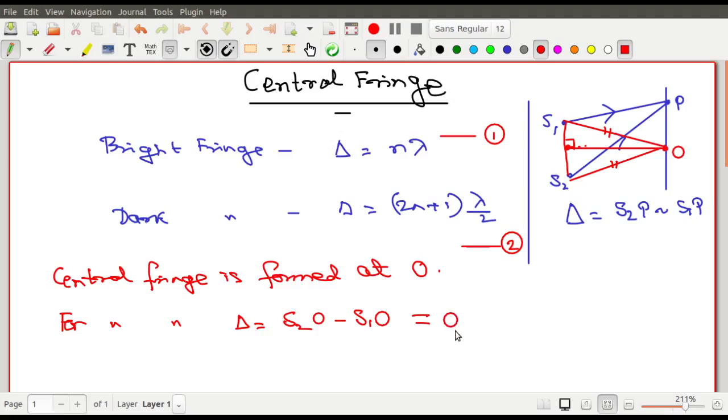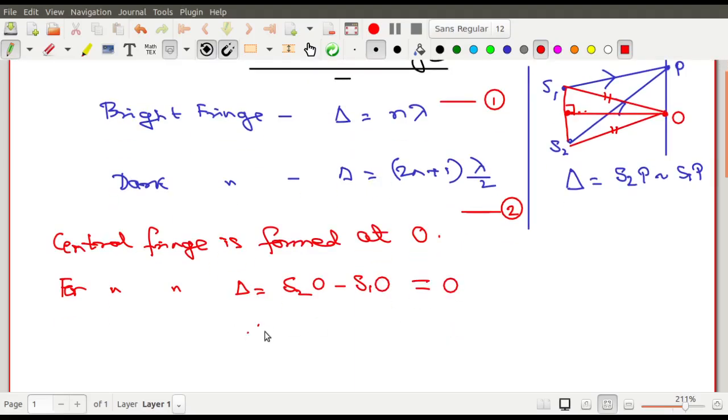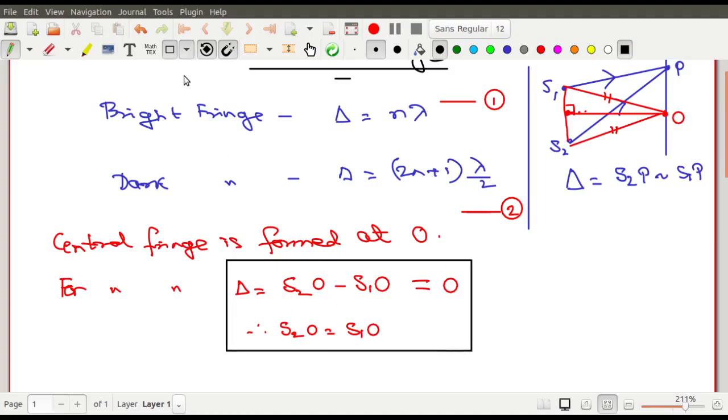I hope that you have understood why I have written it to be 0. So the condition for the central fringe is that the path from both the rays are equal. This is the most important, the vital condition of the central fringe. So this is the most vital condition of the central fringe, that this delta must be equal to 0, or S2O is equal to S1O. The paths from both the sources must be equal.